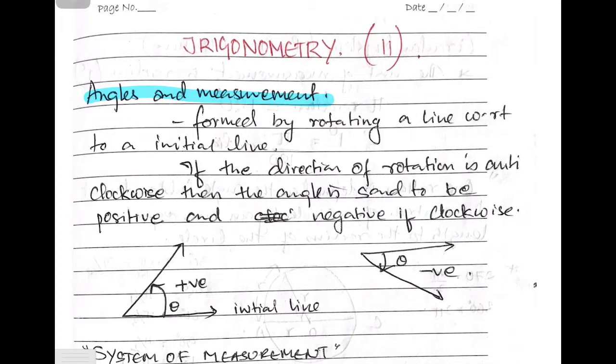Check this out. So what are angles in trigonometry and how do you measure them? We'll basically study that. I hope you have already copied this in your notebook. Angles are formed by rotating a line with respect to an initial line. Let me show you. Suppose you have this line, let's say the name of this line is AB. This line is called the initial line. What is it called, everyone? Initial line.